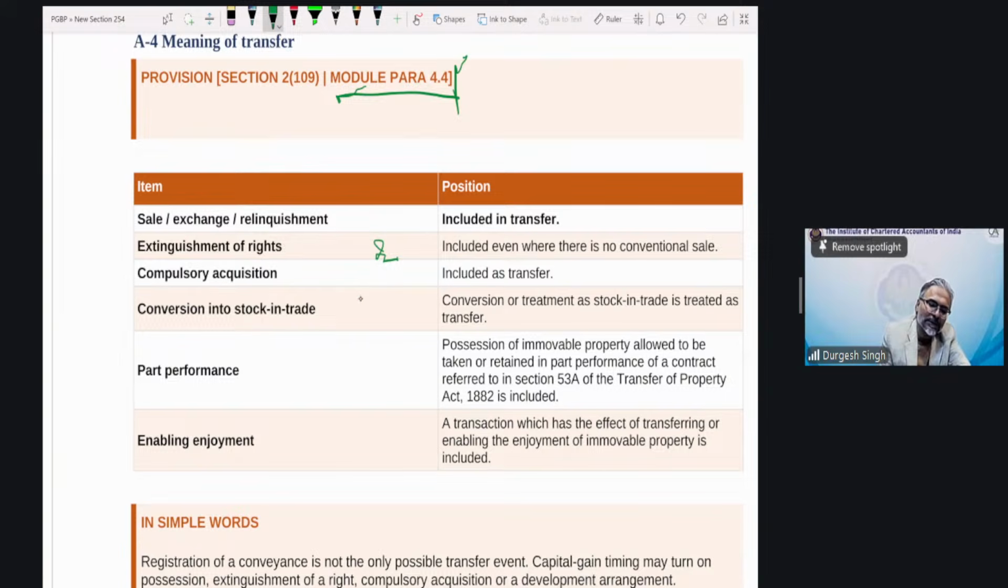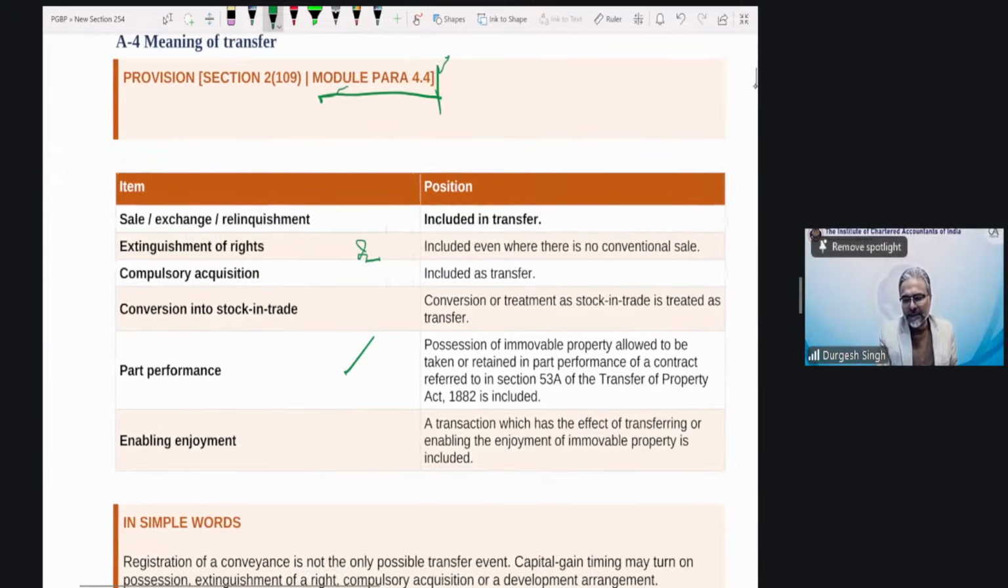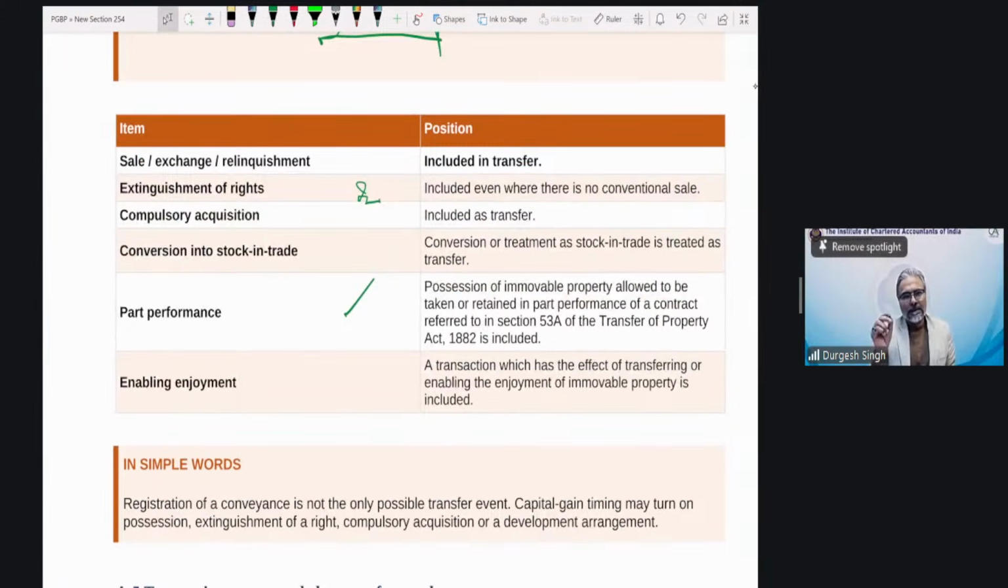We also discussed the conversion into stock in trade, students. The conversion into stock in trade was also discussed, isn't it? Now the last two points, students, that you can see. Be careful: part performance and enabling enjoyment. Just read these two parts. Students, just a second. Just read it, students. I'll just come.